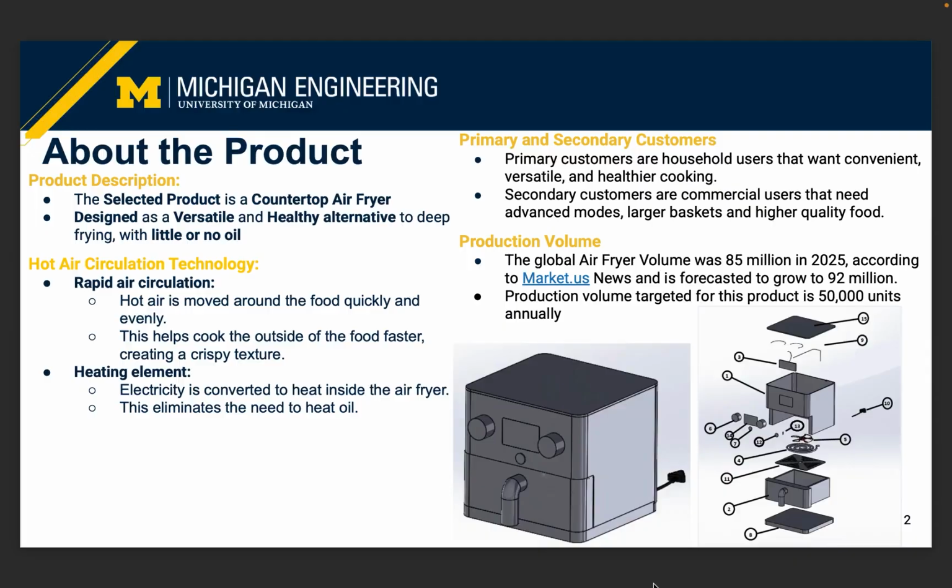We identified two customer groups: household users who prioritize convenience and healthy cooking, and commercial users who need larger capacity and more advanced cooking features. Based on market growth trends, we selected a production volume of 50,000 units per year.